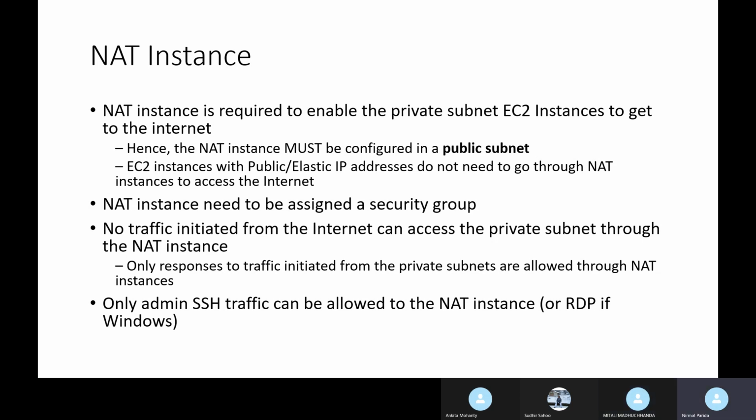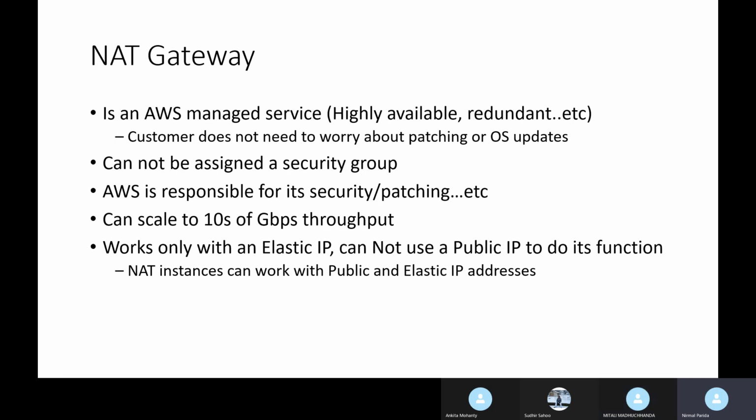One is an instance. For the instance, you can choose your security group. You can customize that instance. You can upload the patch, or you can do some customization inside the instance. But in case of NAT gateway, this is fully managed by AWS, and no security group is needed. AWS is responsible for patching, security, everything, and it can scale up to tens of Gbps of throughput.